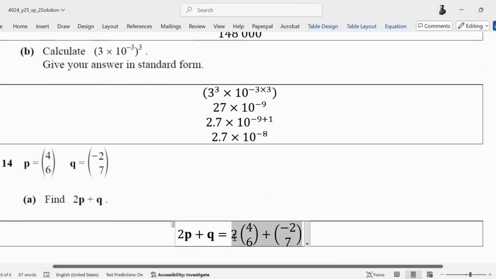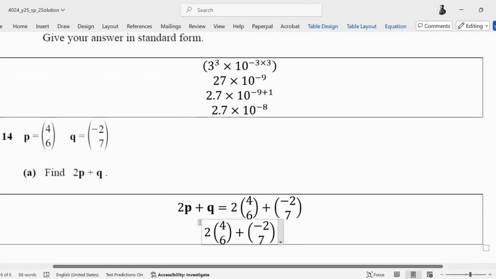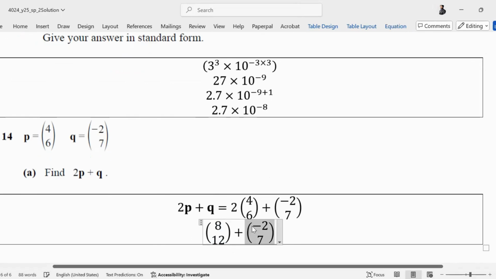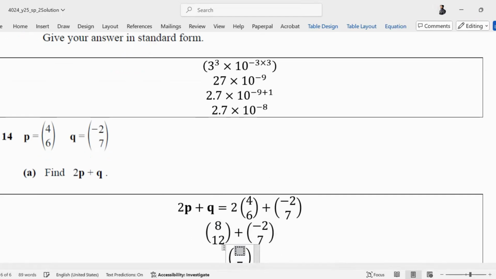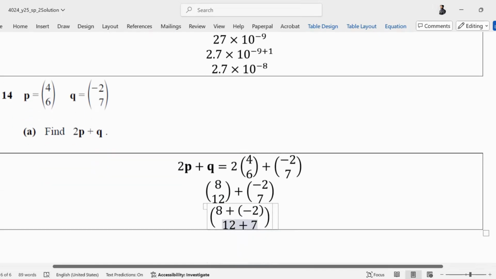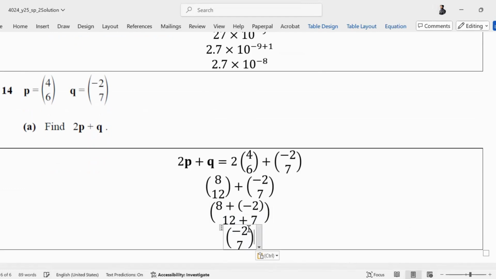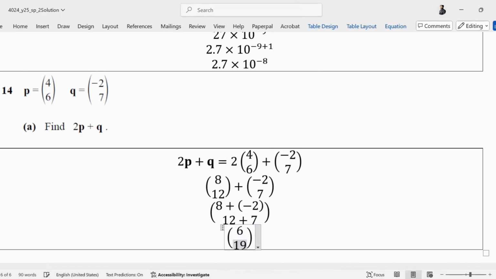So first it will multiply with 2. 4 times 2 is 8. 6 times 2 is 12. And then I'll simply do 8 plus minus 2 and 12 plus 7. So the answer that I'll get is 6 and 19.